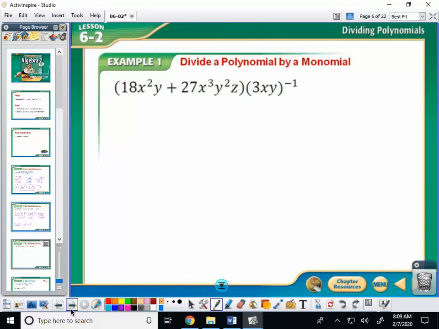This is another way they could write a division problem. So this time we have a quantity to the negative 1 power.